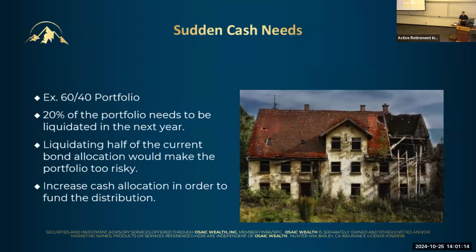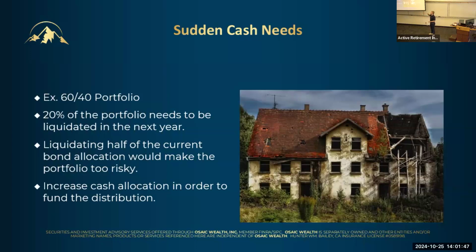So let's think about the situation of sudden cash needs. If we have an example of a 60-40 portfolio, but 20% of the portfolio needs to be liquidated in the next year. Say, for example, something horrible happens to your house, there's a big fire, some kind of disaster, maybe you're in one of the hurricanes, and maybe insurance didn't cover it all the way, and now we just need to pull a bunch of assets in order to pay for it. Now, we do have that 40% in bonds. We're ready for this distribution. We're good. We can pull that 20% out and we're okay.